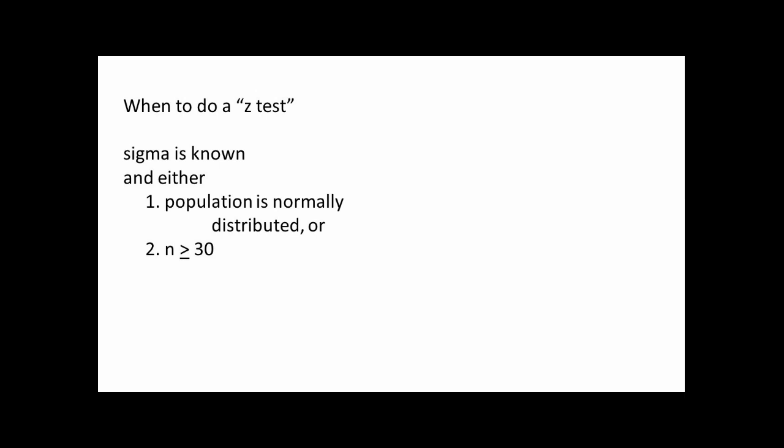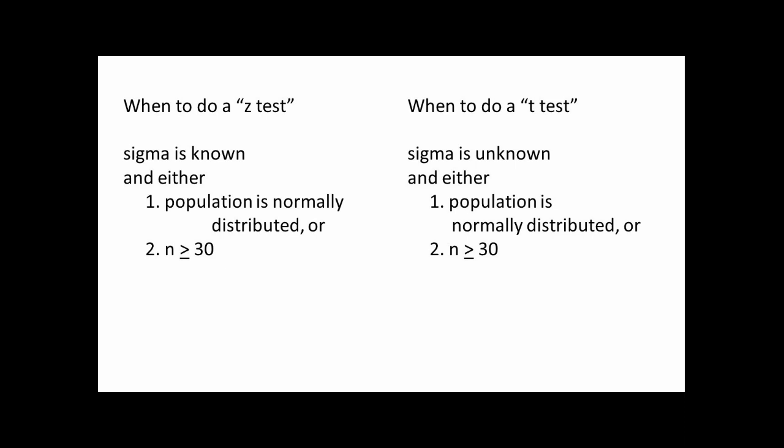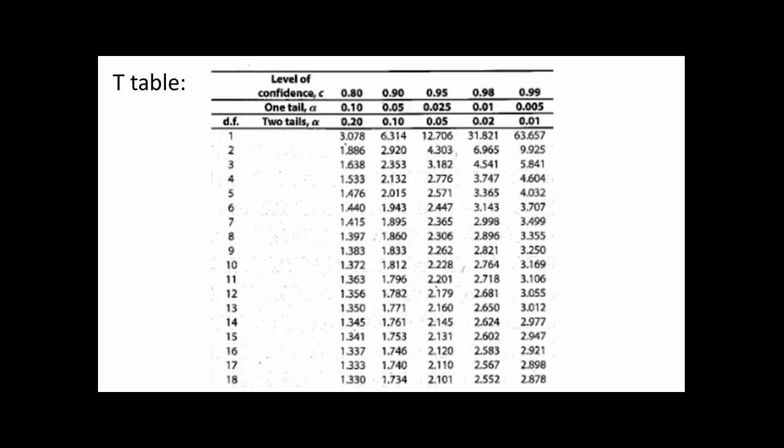The procedures we've followed to this point were for situations when sigma was known and either the population was normally distributed or n is greater than or equal to 30. If sigma is unknown and either the population is normally distributed or n is greater than or equal to 30, then we can conduct a hypothesis test using a t-test. In a t-test, we use a t-table. There's a t-table at the back of your book, or you can find them online.